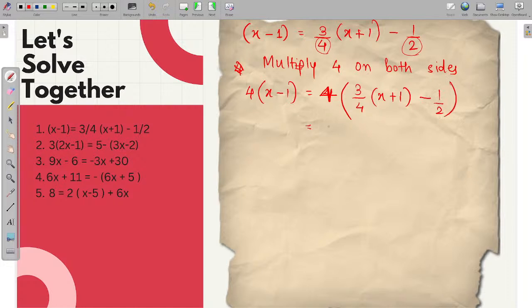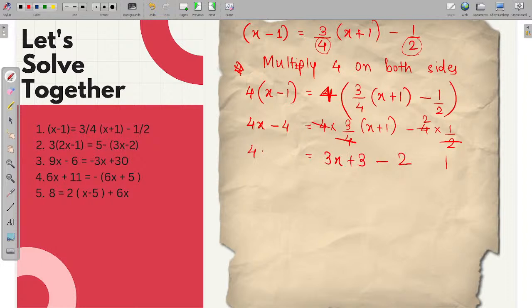So if I open these brackets, I'll get what? 4 into 3 by 4 into x plus 1 minus 4 into 1 by 2. So the 2 twos are 4, right? And this 4 and this 4 will get cancelled, and on this side I'll get 4x minus 4. Now 3x plus 3 minus 2 equals 4x minus 4, right?